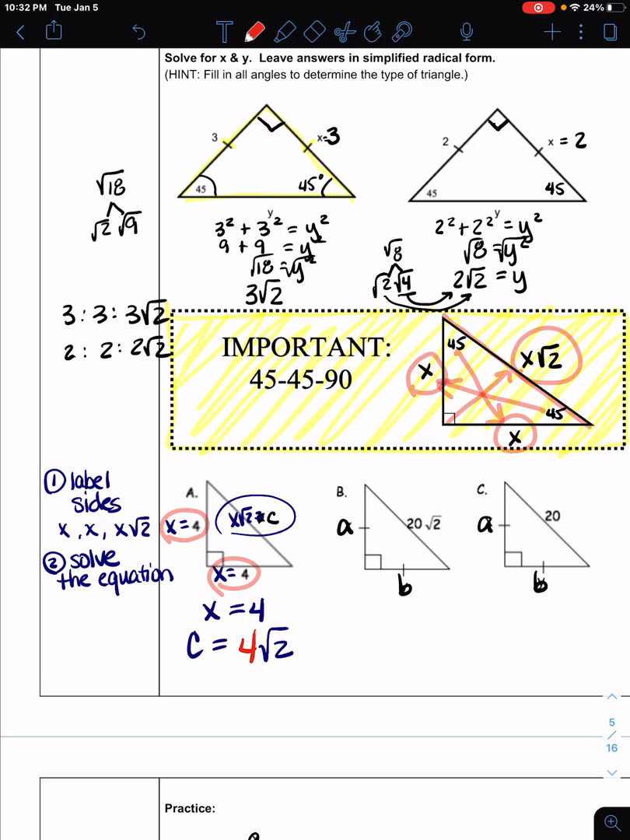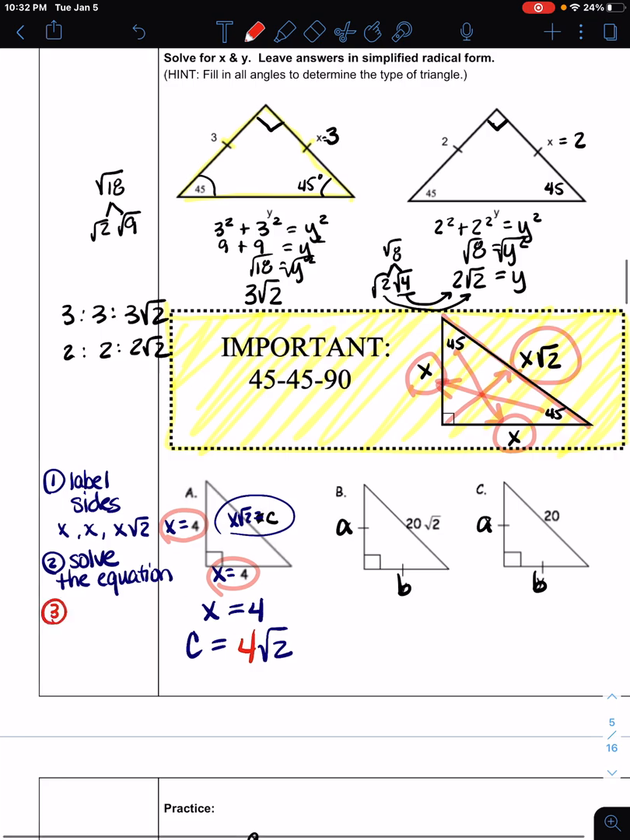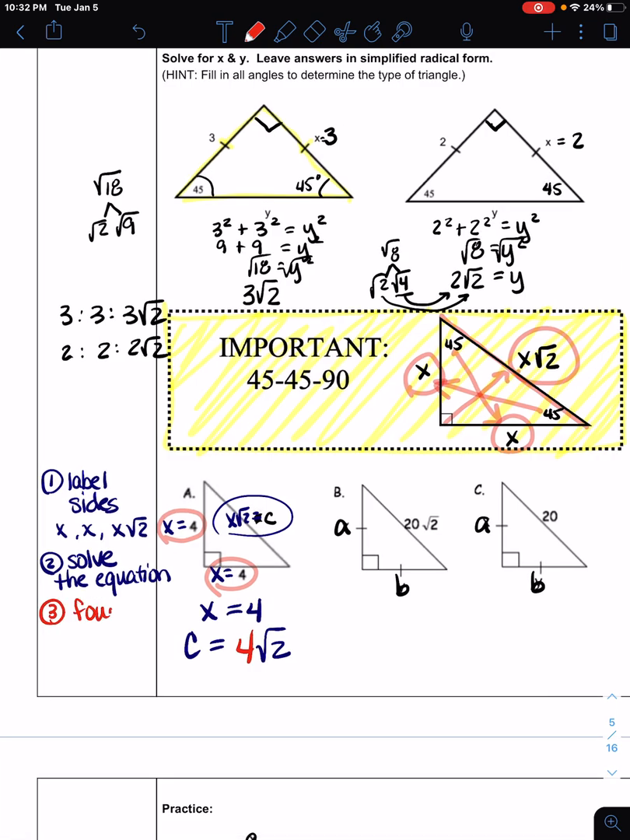So let's look at B. Again, label your sides. So we labeled our sides, we solved our equation, and then we found the leftovers. We found what was left. So we found our other sides. Okay, so we do the same thing. Label our sides. I notice this is 45, 45, 90. Later on, that's going to be important. I can tell it's 45, 45, 90 because the sides are the same.